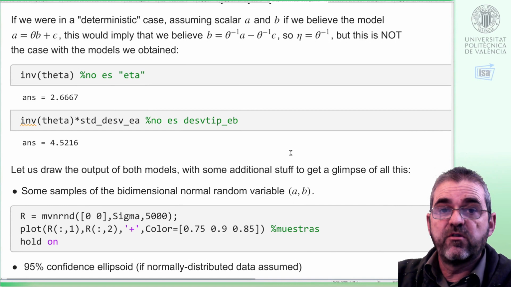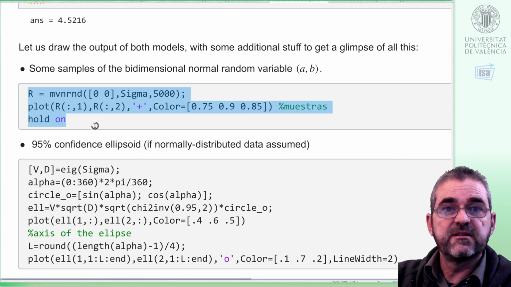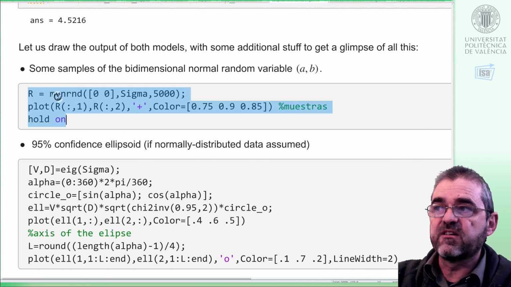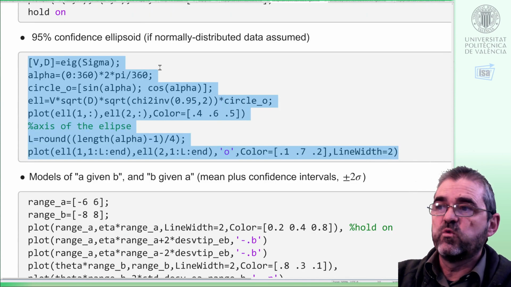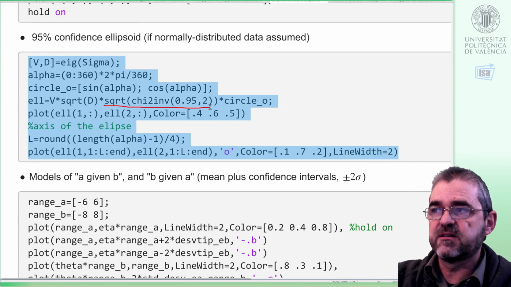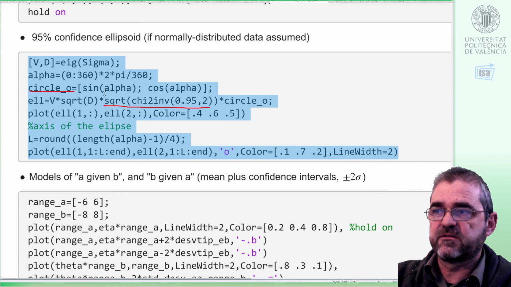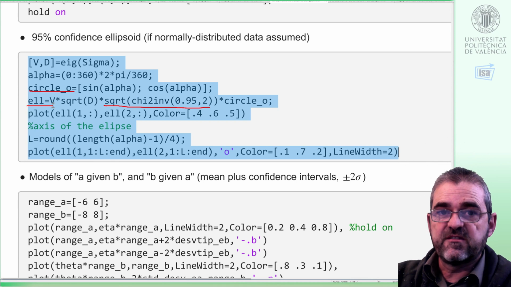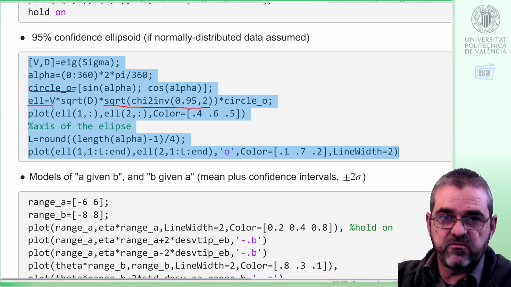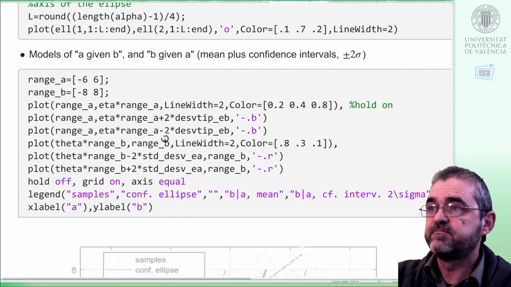Let us draw both models to see the differences. Just to be illustrative, I will draw some samples of the multivariate normal distribution with a sigma covariance matrix. With this code, I will draw the 95% confidence ellipsoid using the chi-squared formula, which transforms a circle into an ellipsoid. Details are not the objective of this material, for brevity; you will just see an ellipsoid there. And the important thing is this fragment of code.